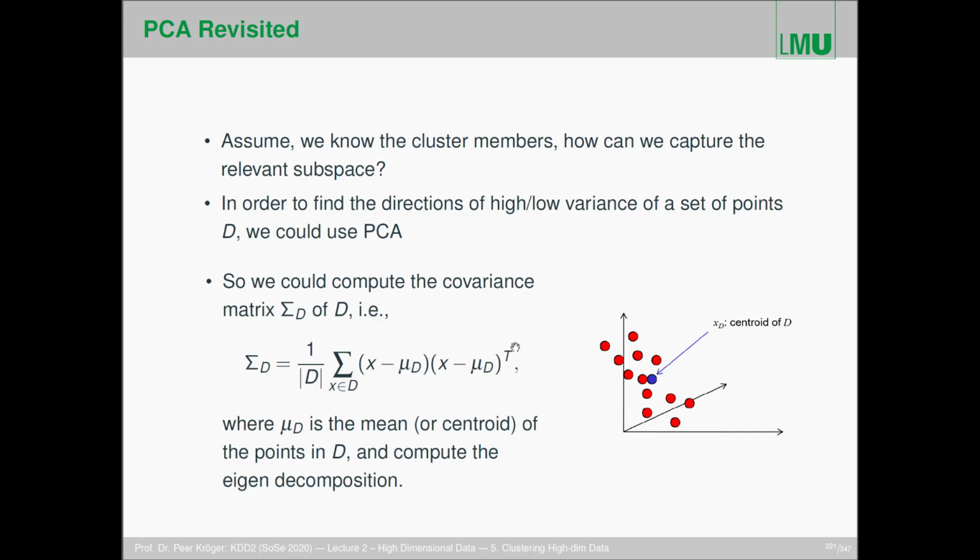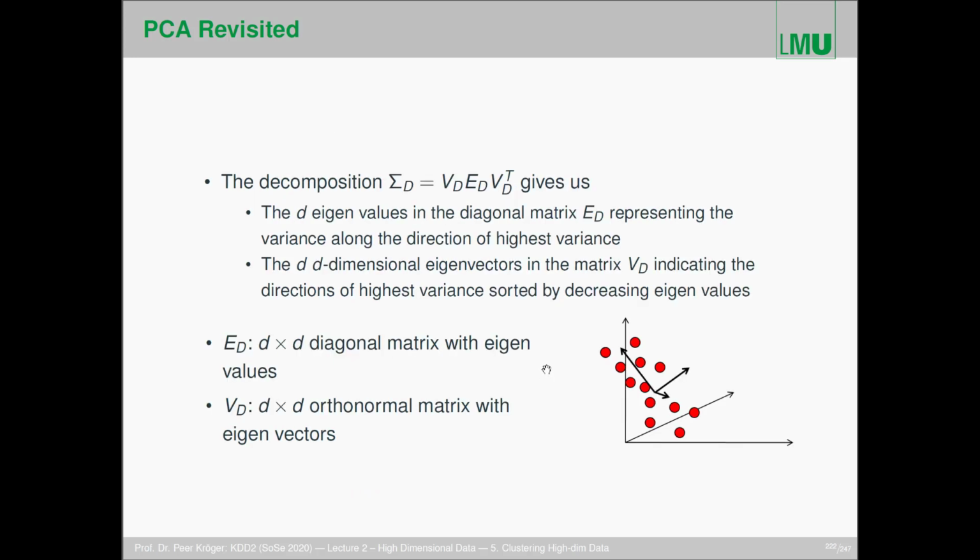So assume we know the cluster members. How can we capture the relevant subspace? Well, we could apply PCA to the cluster members. In order to find the directions of high or low variance of a set of points, we could just apply PCA. That is, of course, given that we know the cluster members. If we don't know the cluster members, we will talk about that in a minute. So, PCA revisited: we could compute the covariance matrix of those cluster members and then do the eigendecomposition.